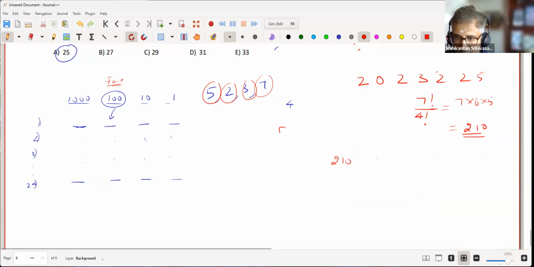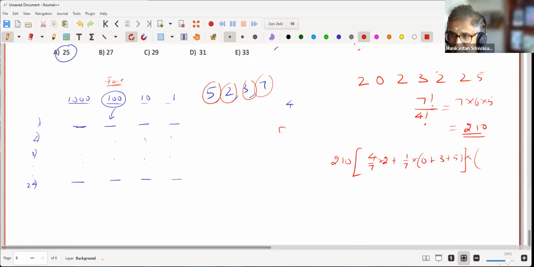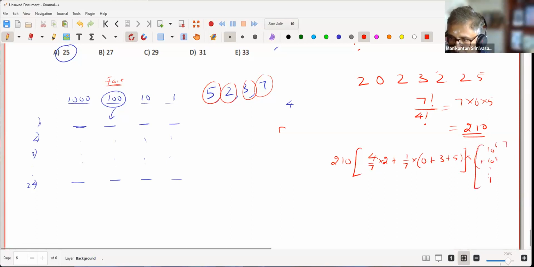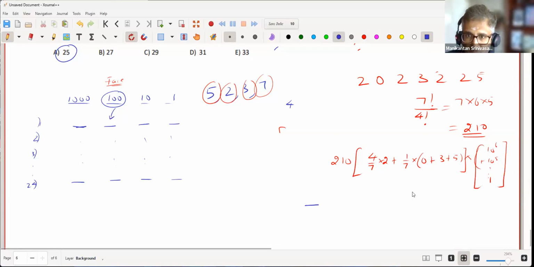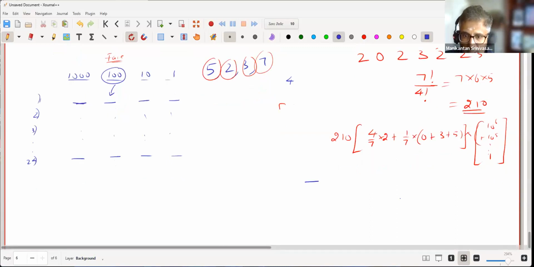So of the 210, 4/7 of the numbers were 2s, 1/7 of the numbers were 0s, 1/7 of the numbers were 3s, 1/7 of the numbers were 5s. And this is true for every digit, starting from 10 power 6 plus 10 power 5 all the way till 10 power 0. So this will be the sum of all of these numbers. But then from this, let's subtract those cases where 0 is the starting digit. Those numbers I should not actually include. So let me just subtract.